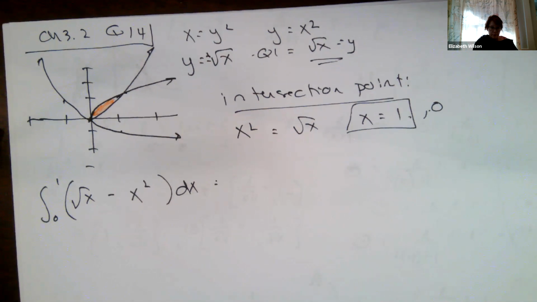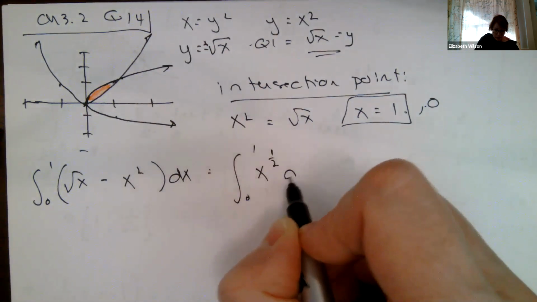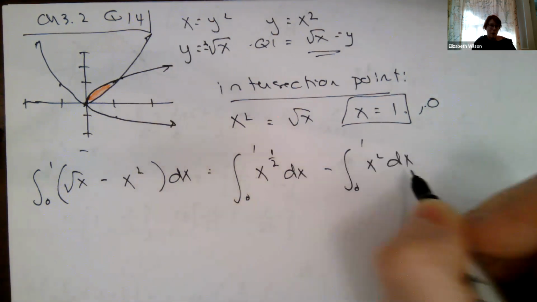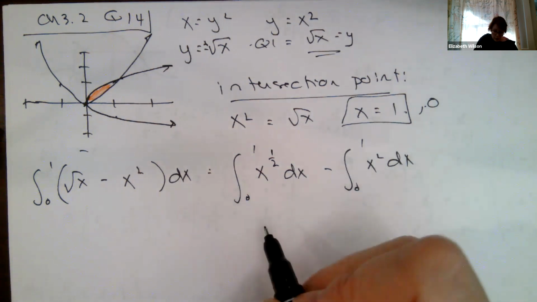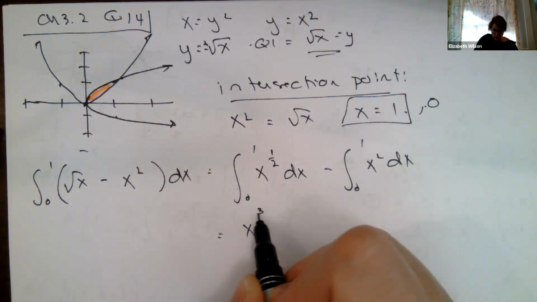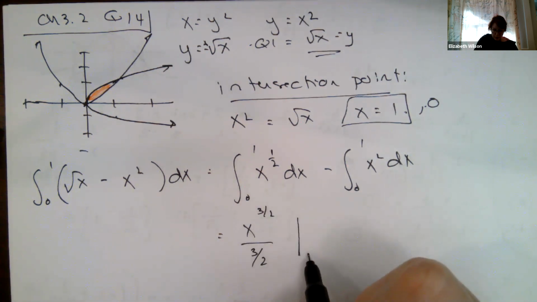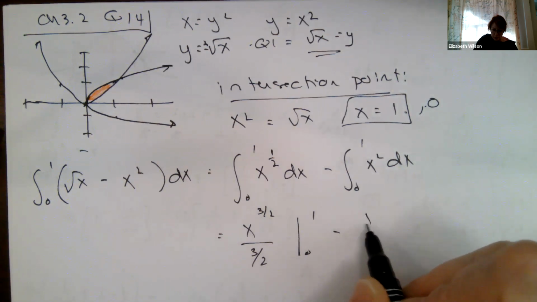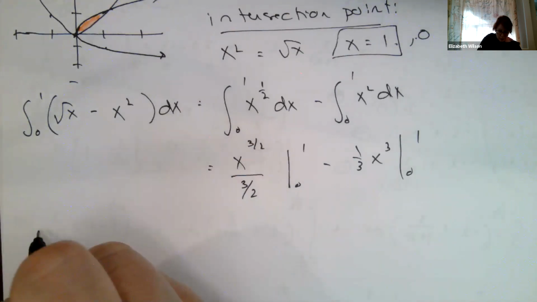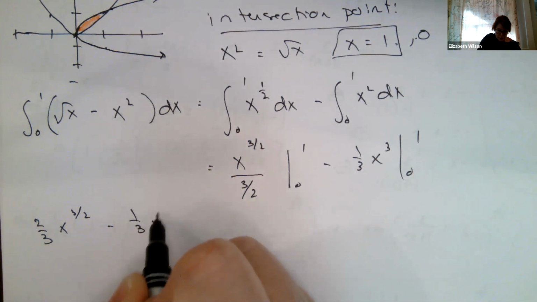So from 0 to 1, this is x to the 1/2 dx minus the integral from 0 to 1 of x squared dx. And now I can just do the power rule. So that's going to be 1/2 plus 1, 3/2, all over 3/2, going from 0 to 1, minus 1/3 x cubed, going from 0 to 1. So this is 2/3 x to the 3/2 minus 1/3 x cubed from 0 to 1.